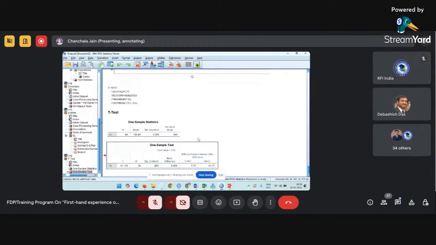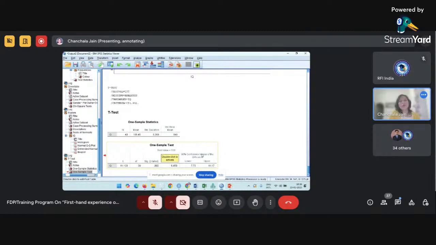Yes, ma'am. The test value is 100 and the sample mean is 109. So the sample mean is greater than the test value, the population mean.